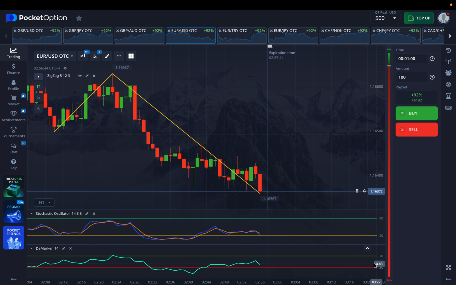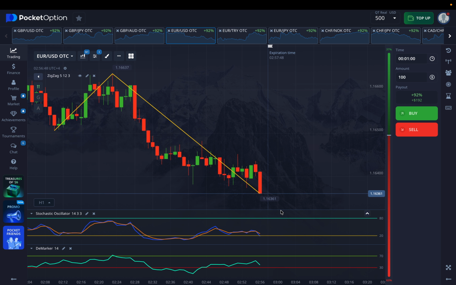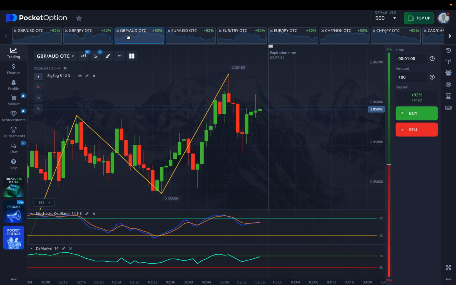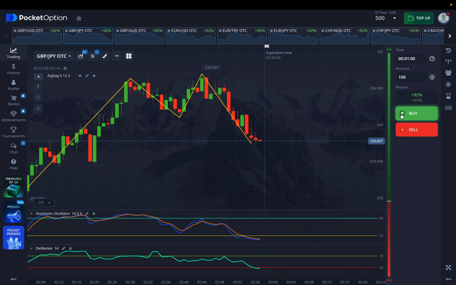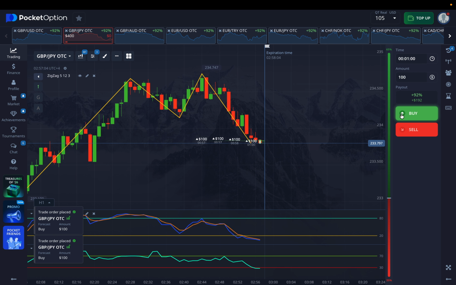All right, guys, so we are right here on the chart with our strategy set in place. And we are now going to look forward to taking some trades right here in the market. And honestly, I think OTC markets are extremely volatile, but they're quite profitable if you execute your trades right.